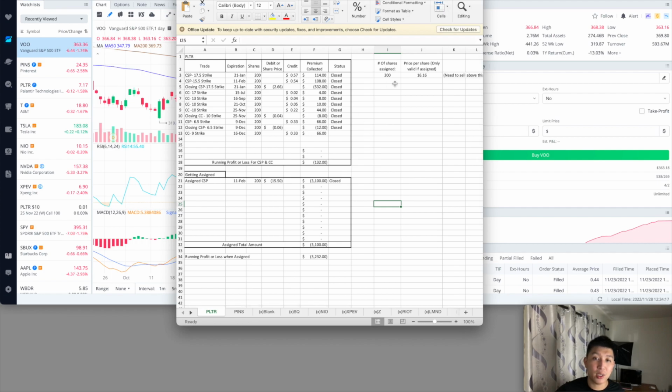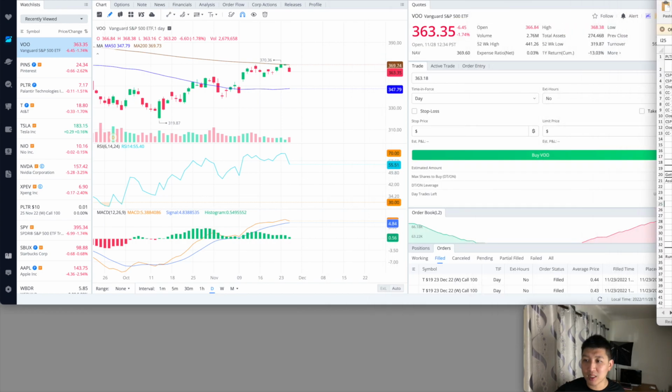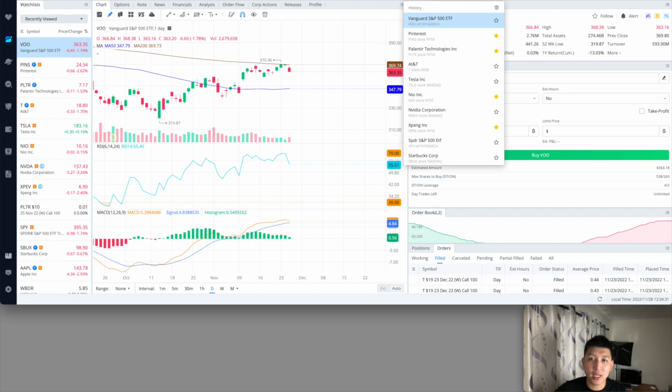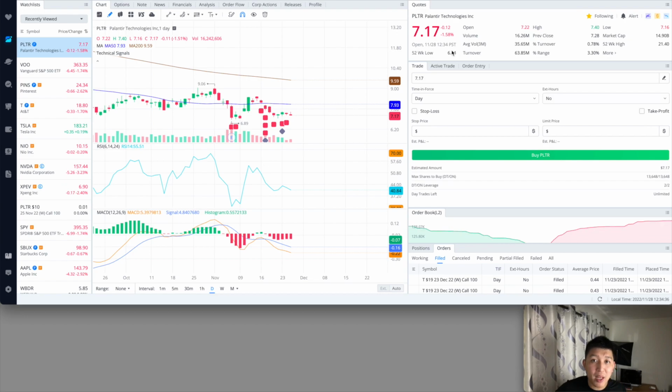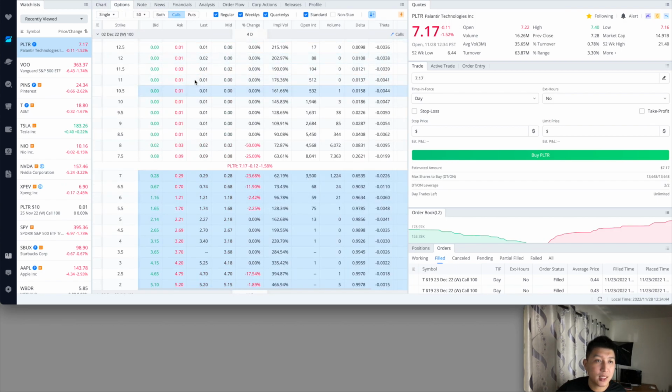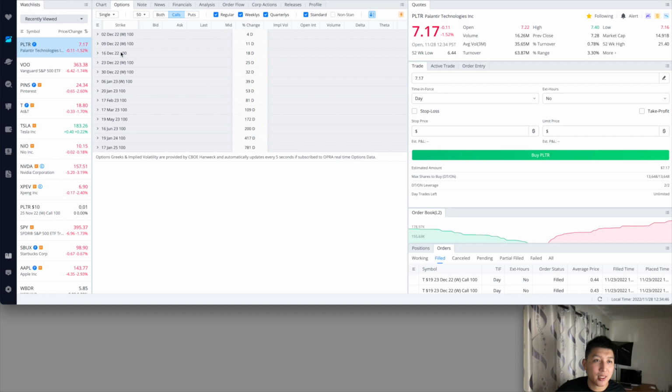Palantir right over here, I have 200 shares of that, and it's currently still hanging there. December 16th is the expiration day. I'm actually going to exit that position because I'm above the 70% return on that. So first things first, I'm going to find Palantir. Where's Palantir? Right over here. Palantir is currently trading at $7.17. So if I were to go on options, I'm going to close that out, and this is good practice for you guys if you are doing this.